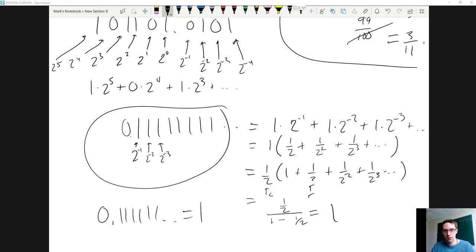Okay? So understanding geometric series and other infinite series is a very useful thing when you're dealing with number systems, in particular when you're trying to relate how we represent numbers to how computers actually represent numbers and store them in their memory.